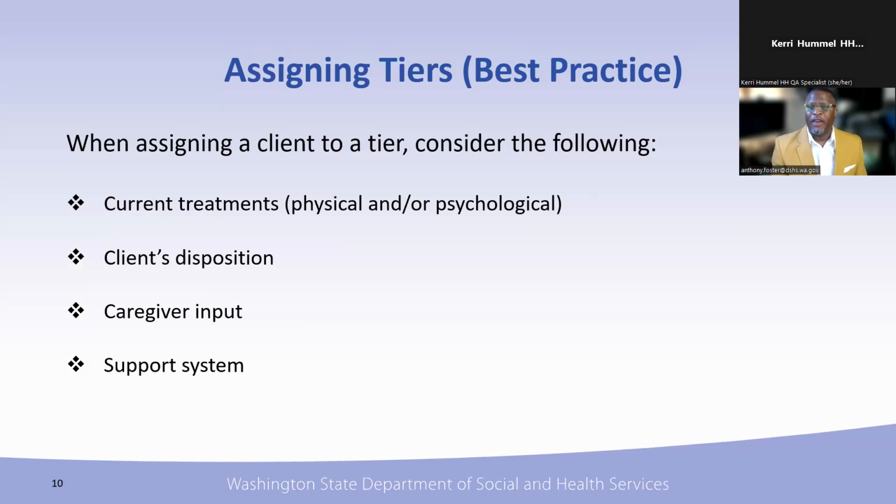Caregiver input. Does the client have a caregiver or support group that provides insight into the individual's health status and the maintenance of their conditions? And then, of course, a support system. Does the client have a support system? And if not, and the client's conditions are severe, this can determine which tier level would be assigned, because they could need someone to come along and be with them on their journey to help them manage everything.